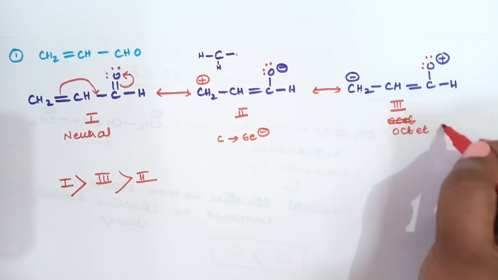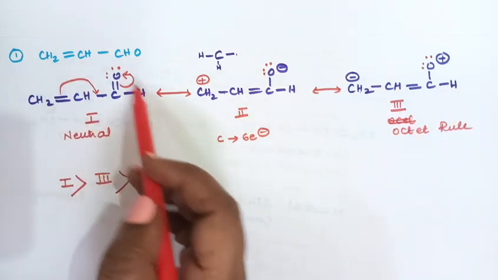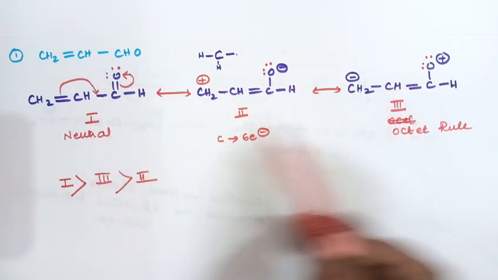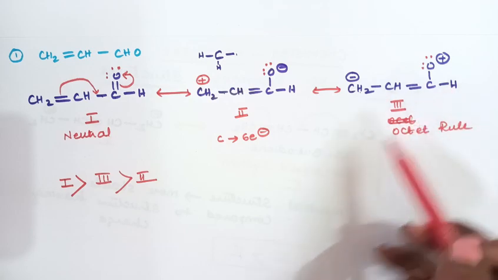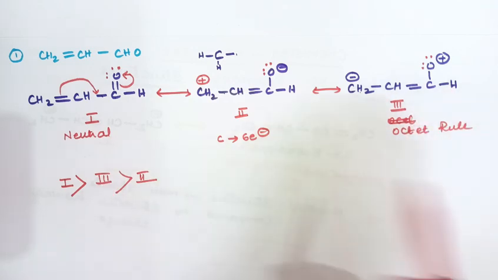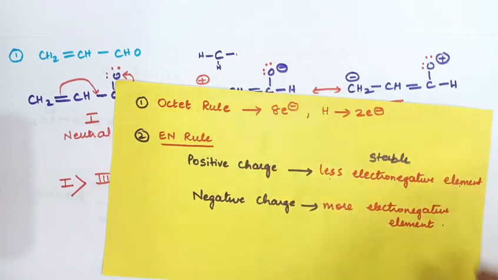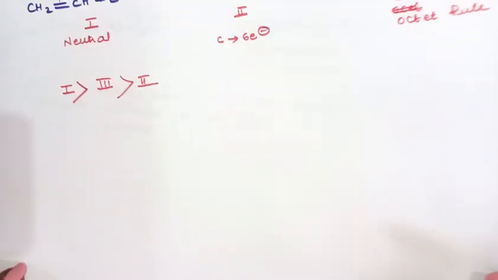Because it follows the octet rule. So first is neutral. The neutral structure will be more stable compared to a charged one. So I wrote first as stable. Second, this follows the octet rule. Therefore this is more stable compared to this one. So here we are applying the first rule, which is called the octet rule. So we'll take one more example.